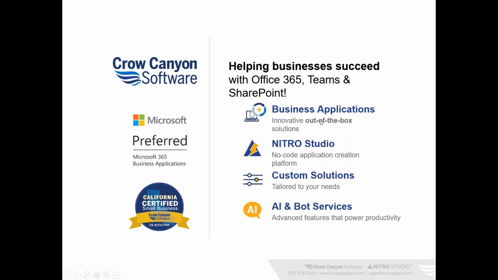Back to talking about Crow Canyon software. We have out-of-the-box business applications ready to go in SharePoint on premises, Teams, and Office 365. We have Nitro Studio, a very popular no-code application creation, forms, and workflow solution used to replace InfoPath, Access, Lotus Notes, or just to put in a new process you want to automate on top of Office 365 or SharePoint. We do custom solutions, and we also do the AI and bot services. That is definitely a growing part of our business, and we will be focused on that today.